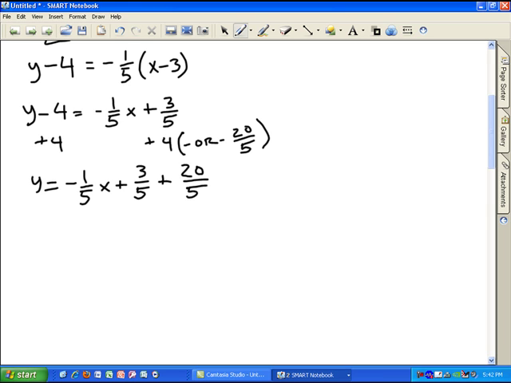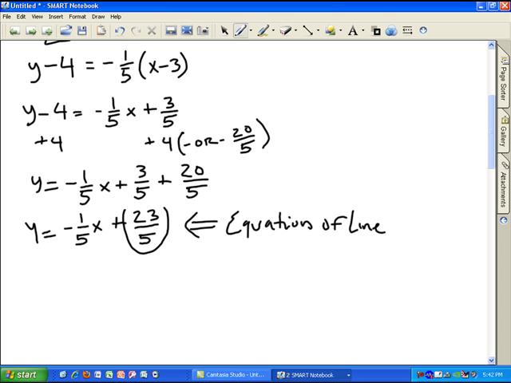See? There it is. And simplifying this even further, I'll have y equals negative 1/5 x plus 23/5. Yep. And that's it. I believe that's it. I think we found the equation of the line. Let's see here. Ding! Yep, that's the equation of the line. As so written. Good job, everybody.